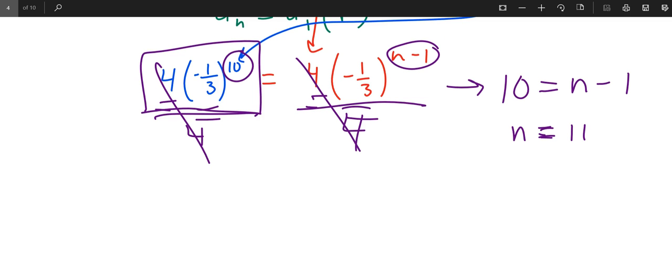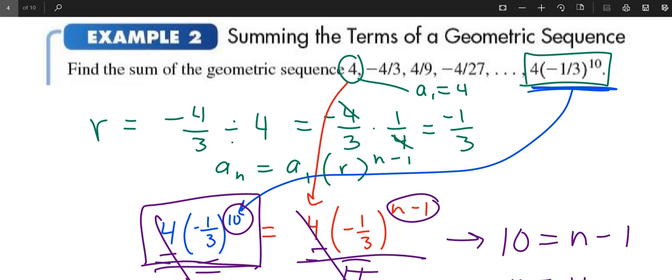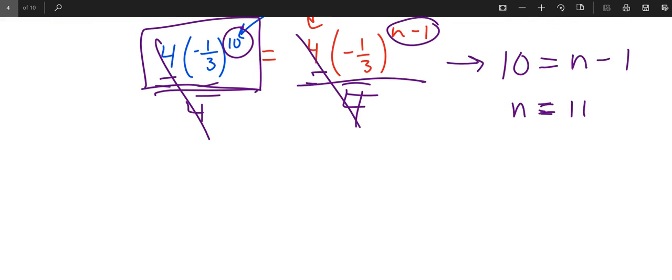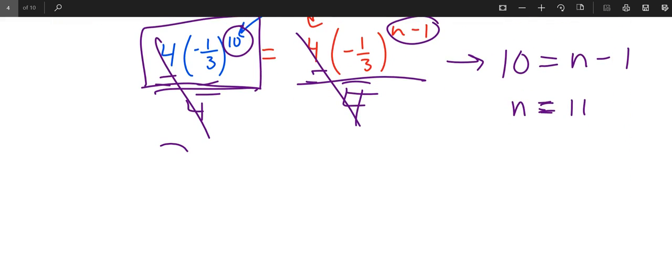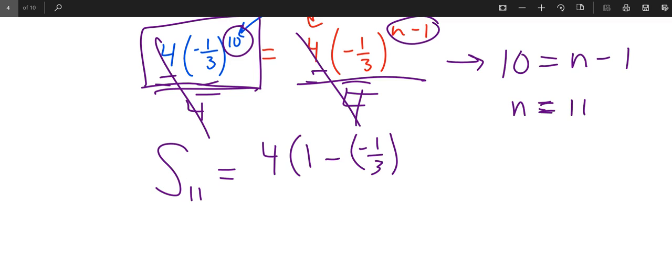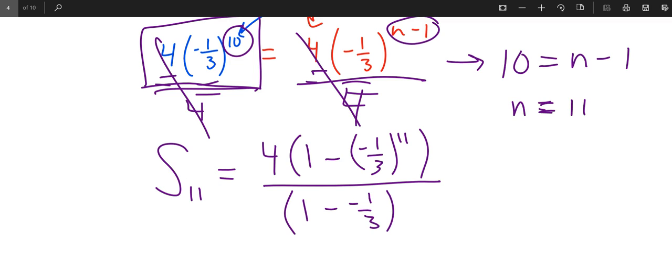So there's 11 terms. So now we have everything we need to know. First term, multiplier, number of terms. So now we can use the sum formula. Sum of 11 terms. First term was a 4. Common multiplier was negative 1/3. Now be careful with this. This is a negative multiplier to the 11th power all over 1 minus negative 1/3. Okay, just be careful on how you're doing this.